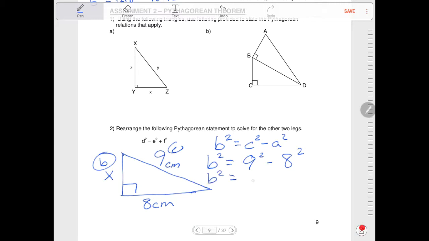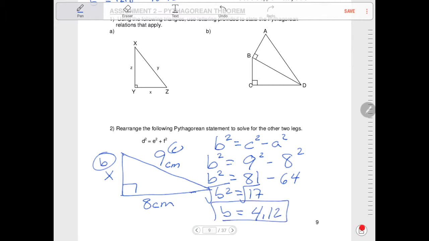Continue going here. B squared equals 9 squared, which is 81. Then we have 8 squared, which is 64. Now you must subtract those two values. So 81 take away 64 would give you 17. That's not the answer because you get to square root at the very end, and that would give you a b value of just over 4, I'm assuming. And it officially is about 4.12 or something like that.